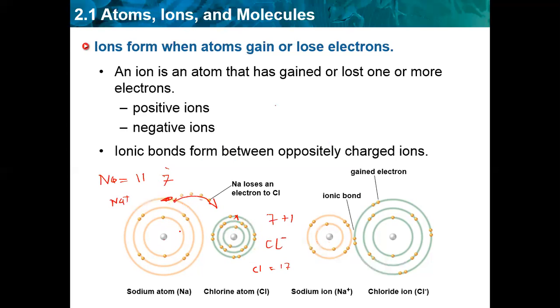So when it gains an electron, it becomes negative. When it loses an electron, it becomes positive. And now when they form a bond, they're going to form a bond of sodium ion and chloride ion, not chlorine ion. So this is the way ionic bonds are formed. Ionic bonds are formed between oppositely charged ions, that is to say, between a positively charged ion and a negatively charged ion. I hope this is really helpful.